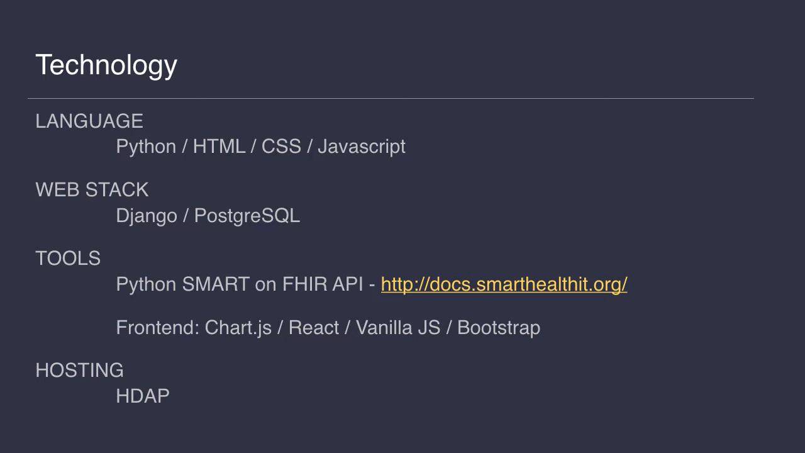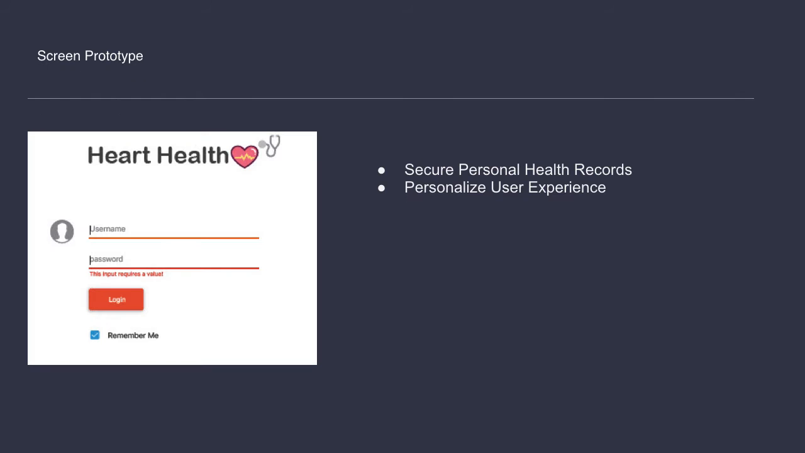For technology, Python is the main language. We'll also use HTML, CSS, and JavaScript for the front end. For the stack, we'll use the Django framework and PostgreSQL database. To retrieve clinical data, we'll use the Python Smart on FHIR API. The other libraries we'll be using are Chart.js, React, Vanilla.js, and Bootstrap. The app is hosted on HStack.